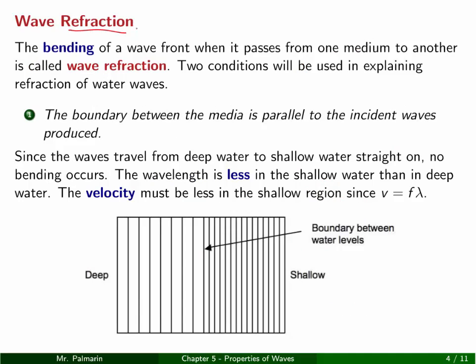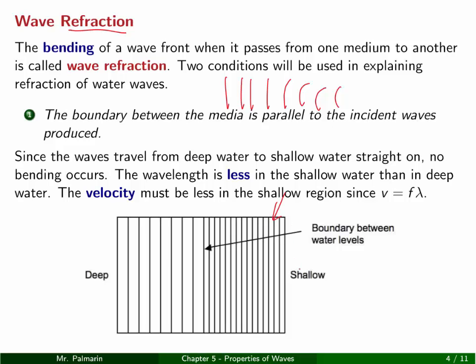Now, wave refraction is when you have some kind of bending in a wave. So in other words, a wave is coming in, say it's a straight wave coming in, and then out of nowhere it starts to bend. Why will that happen? It will happen for two reasons. It will happen if there's a boundary between two different media, so a shallow and a deep end, for instance.